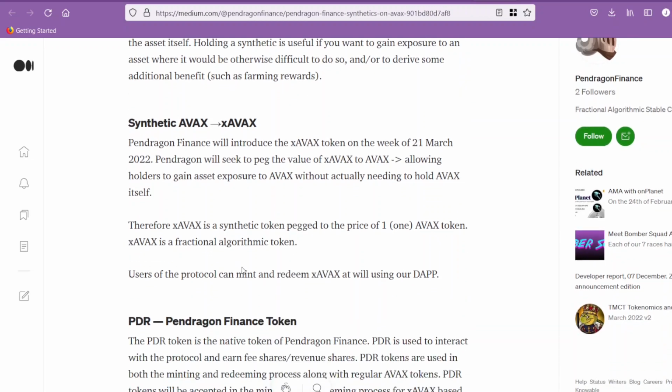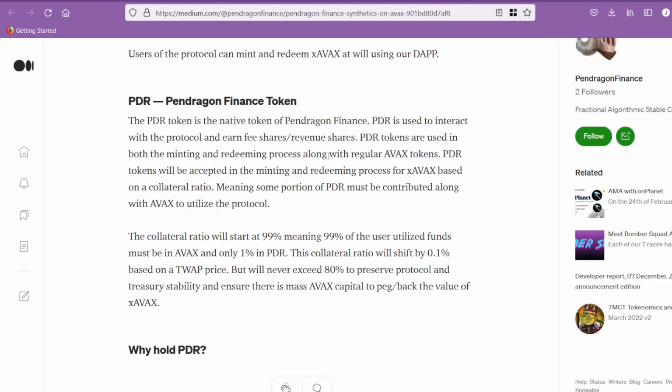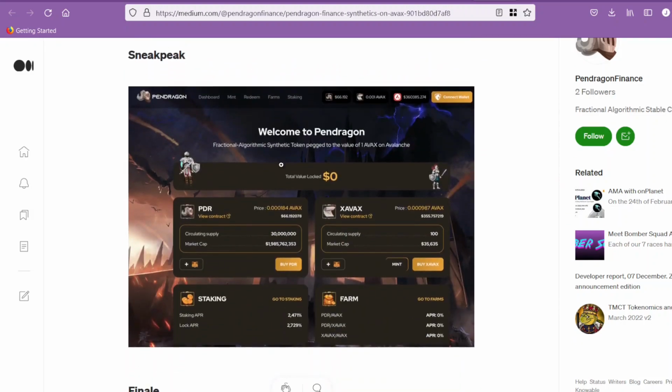Now, we have this token, which is going to be pegged to the value of AVAX, so it should be following the price of AVAX more or less, whilst the protocol is working anyway. And you also have the protocol's native token, which is going to be the Pendragon Finance token. This is going to be the native token of the ecosystem, and so we'll just go back down to this website. It shows a little screenshot of what the interface on the dashboard is going to look like.